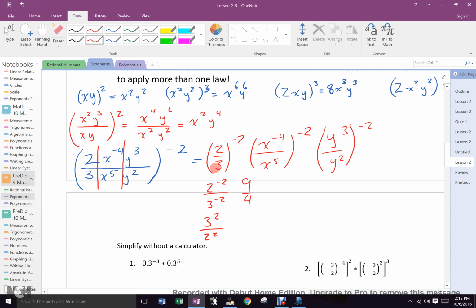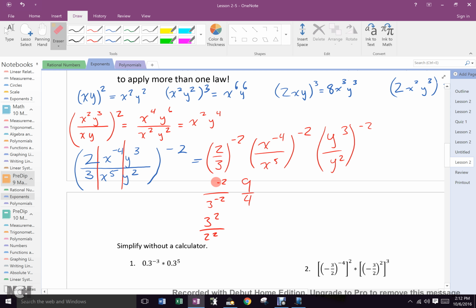The negative 2 goes everywhere, Jack. We know that law. So 2 to the negative 2, but negative 2 can't exist, so it goes to the denominator. Negative 2 can't exist, so it comes up to the numerator. Cool? All right, now let's look here.